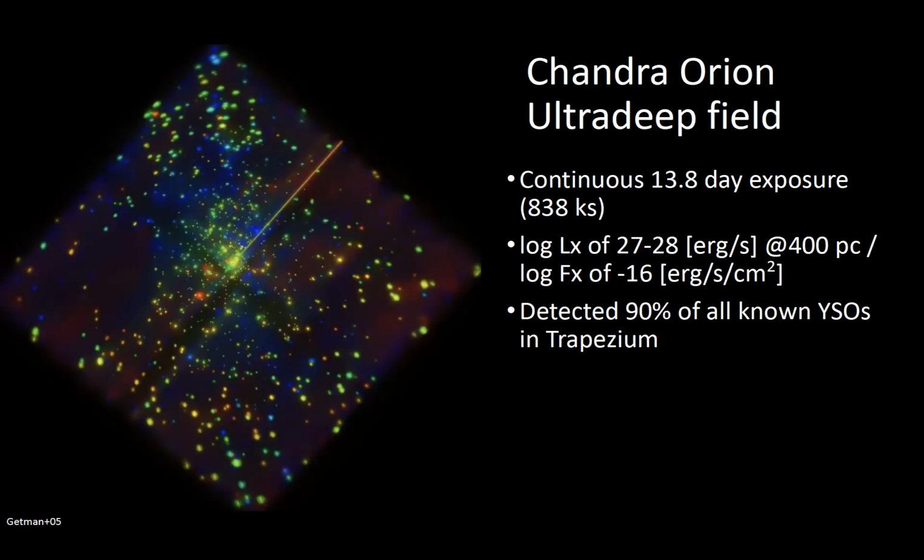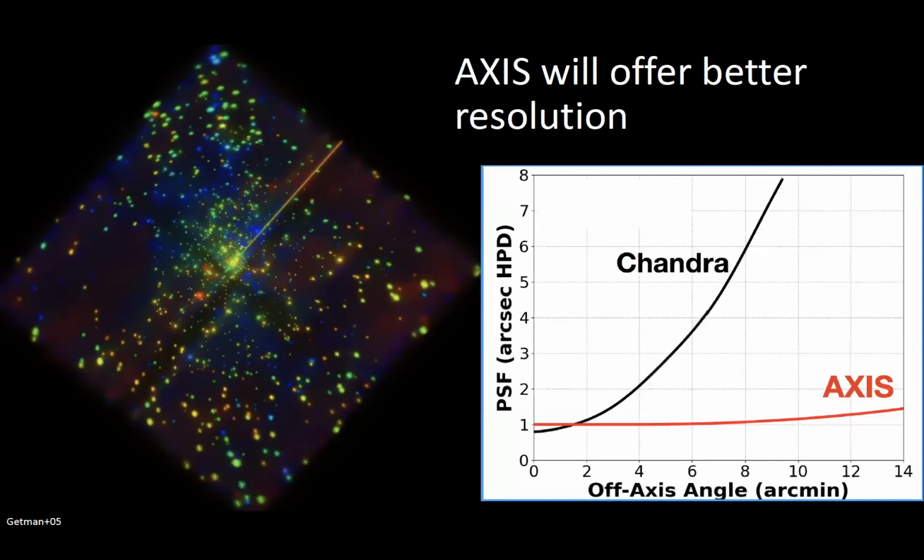And that's really the power that AXIS is bringing to this field, because of the good PSF resolution at high off-axis angles. You don't suffer from these broad PSFs that can obscure sources in a very crowded field. You wouldn't be able to discern if there were a few sources in those blobs or just one source because of that PSF.